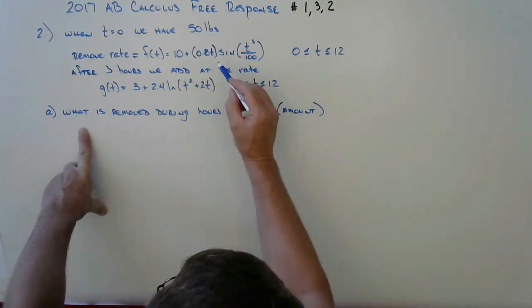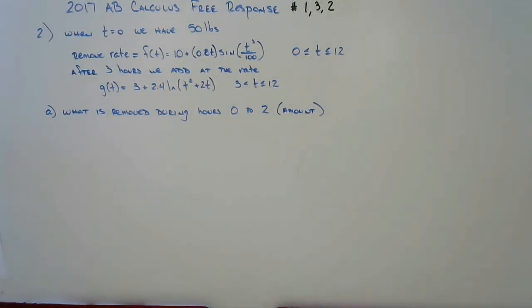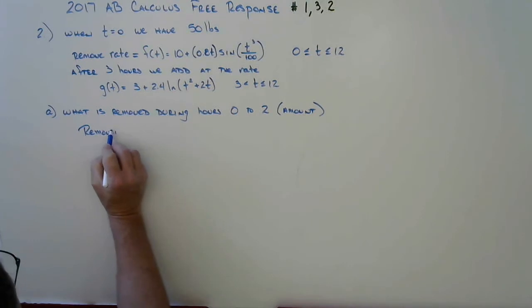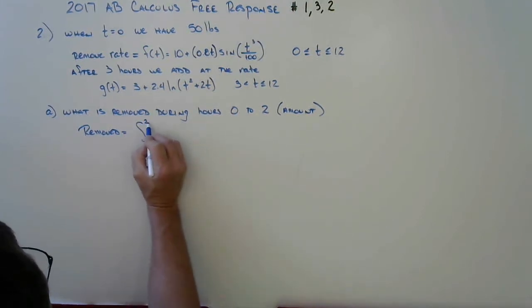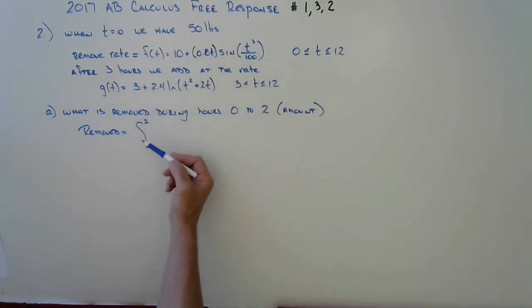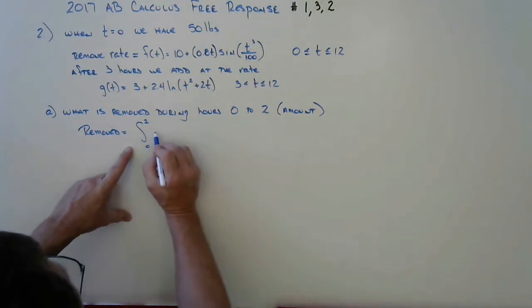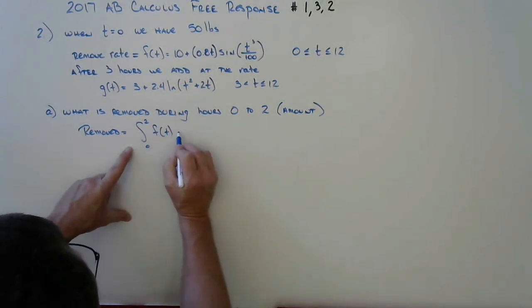To go from rate to amount, we use the net change theorem, also known as the fundamental theorem of calculus. So if we want to know the amount of bananas that were removed, then removed is going to equal the integral from 0 to 2, because remember, that's a derivative, and when we take the integral of a derivative, we undo the derivative. So rate per hour becomes not rate per hour anymore, it becomes the amount. So we're going to integrate from 0 to 2 of f of t dt.